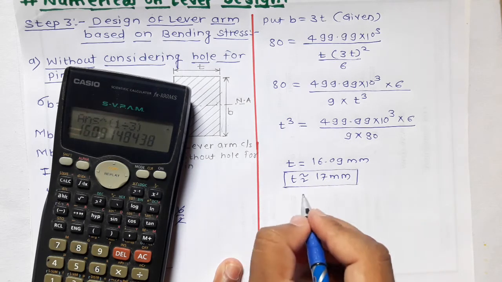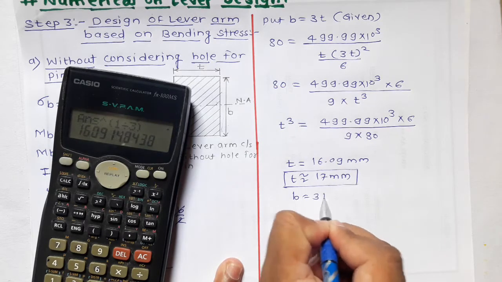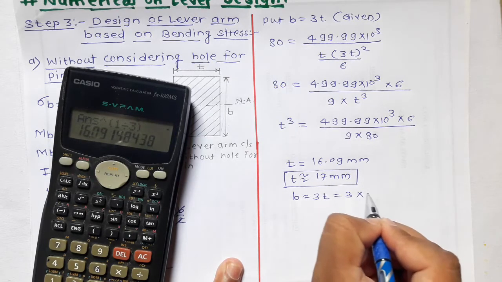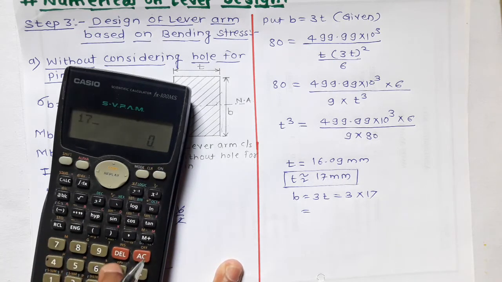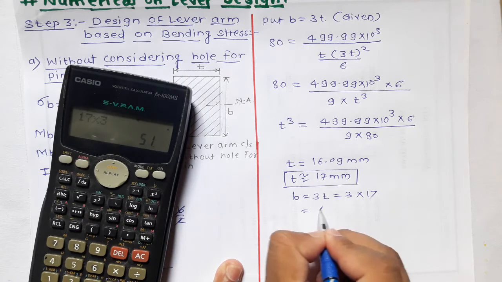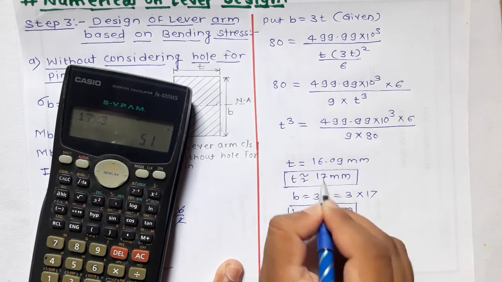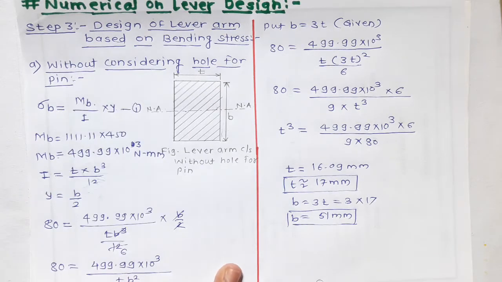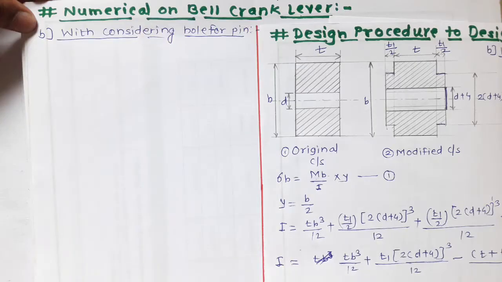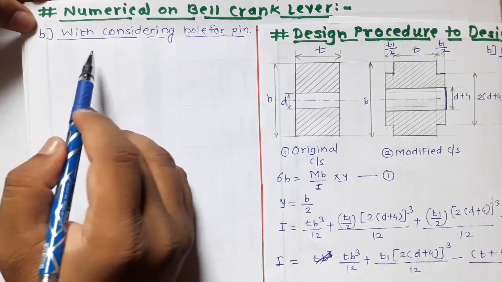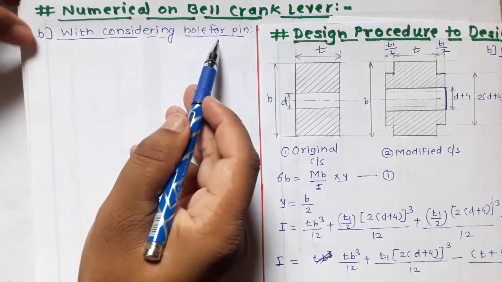So now you have to calculate b, but we know the relation between b and t, so b is equal to thrice t, so thrice into this 17. So 17 into 3 is 51 mm. So width is equal to 51 mm and thickness is equal to 17 mm. So with this calculation we have completed the sub step number 1 of step number 3. Now the second sub step in step number 3 is design of lever with considering hole for pin.